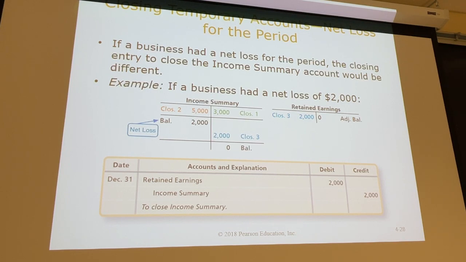Now, if a business has a net loss for the period instead of net income, then the income summary account, before you close it out, is going to have a debit balance. Before it had a credit balance, now it has a debit balance. So we have a net loss. Therefore, when you close out income summary, in this case, the journal entry will be reversed. Retained earnings will be debited to show that retained earnings is going down, and income summary will be credited in order to close out the income summary account, in this case where we had the net loss.